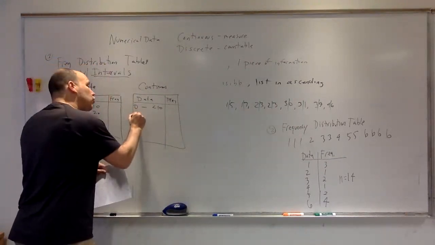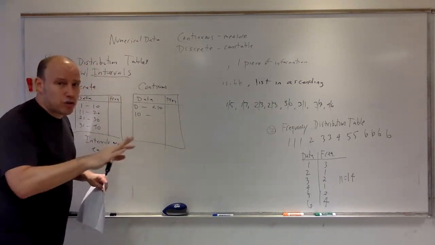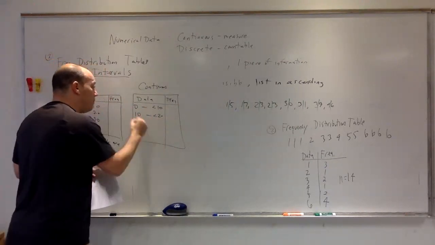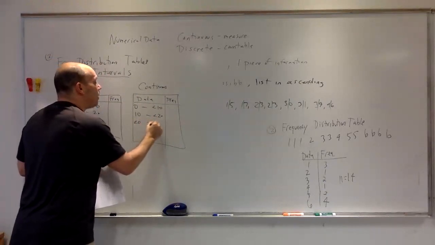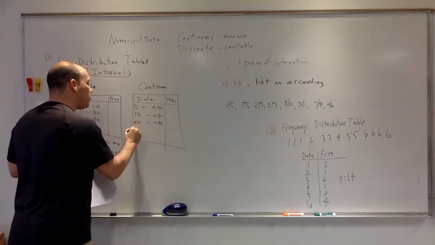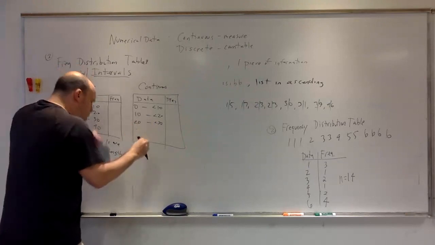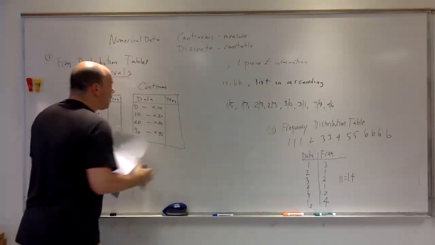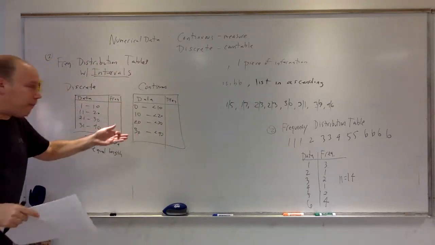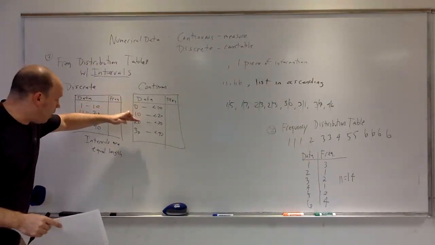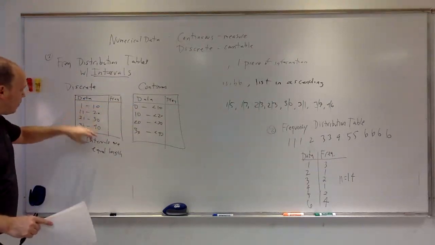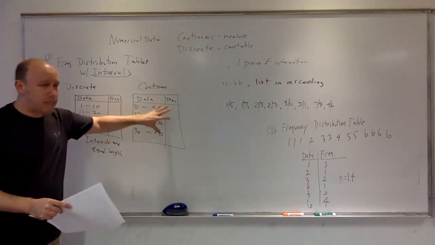So in the next row that you'll see, you're not ever going to be asked to do this, you'll just see it. It's 10 up to, but not including 20, 20 up to, but not including 30, and 30 up to, but not including 40. And that's the structure of the table. Same idea. The individual intervals are equal length, but you can kind of see the slight difference between the discrete and the continuous.